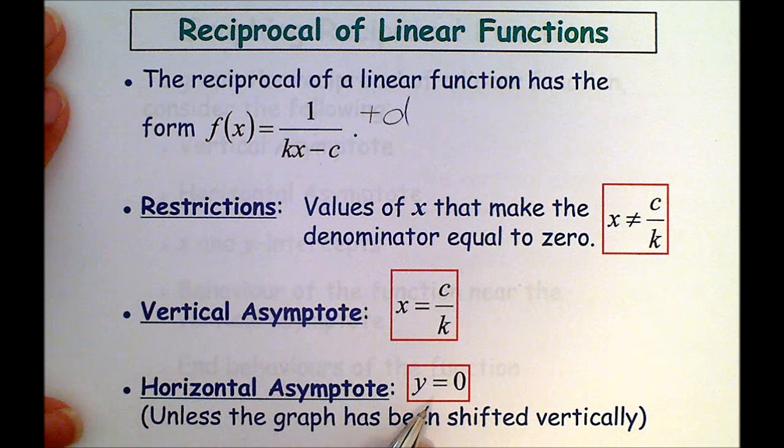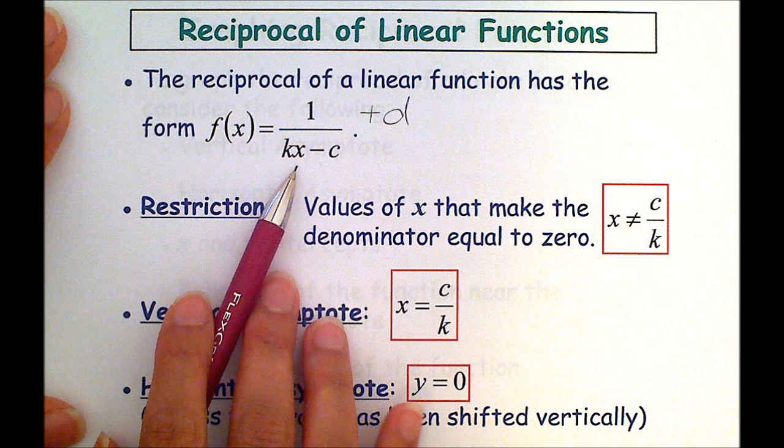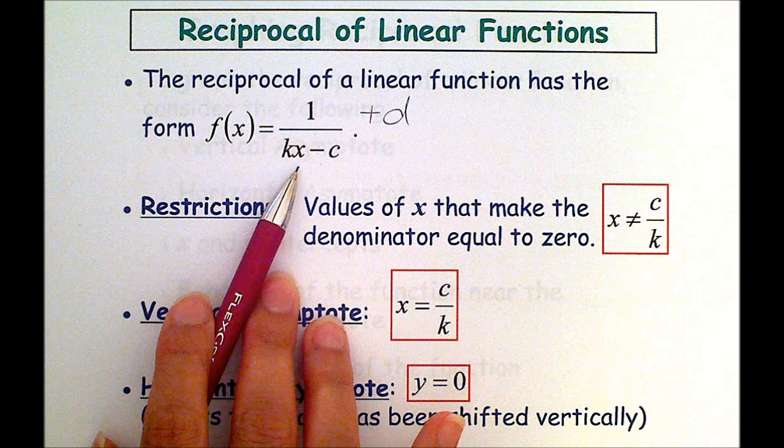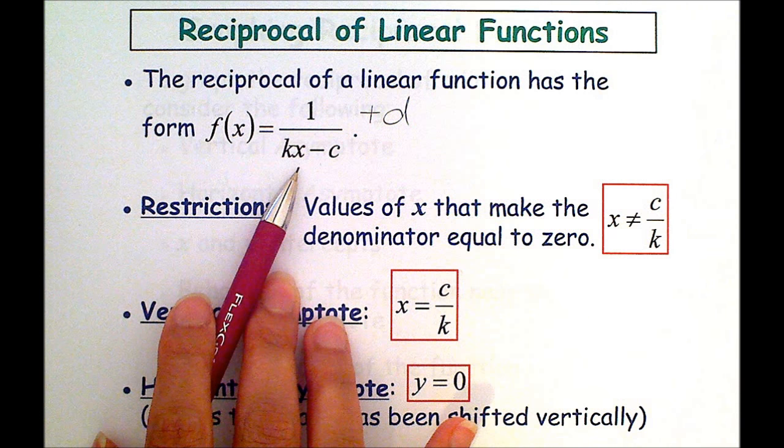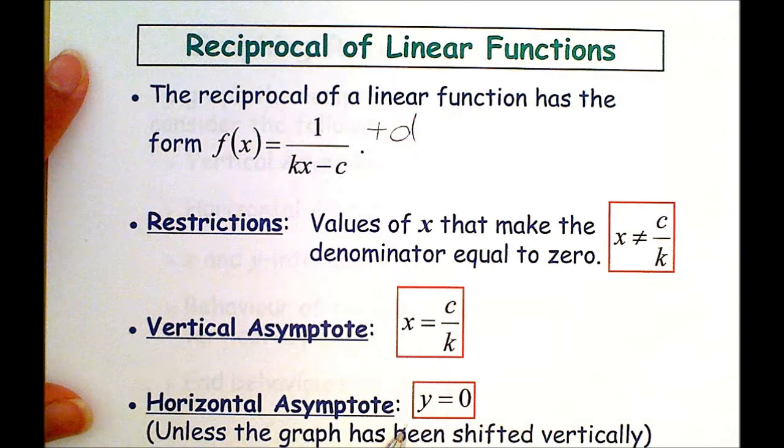Okay, but here the horizontal asymptote is at y equals 0, since as you plug in larger and larger values of x, you'll get a very, very, very small value for y as a result, but it'll never equal 0. And so you have a horizontal asymptote at y equal to 0.